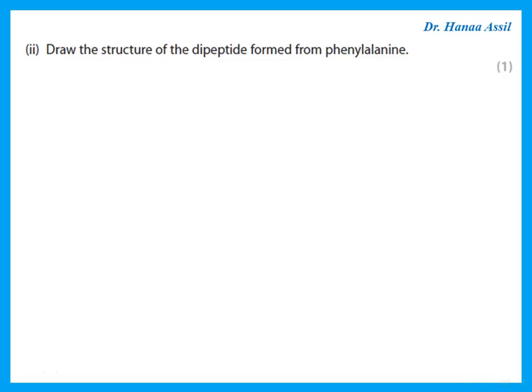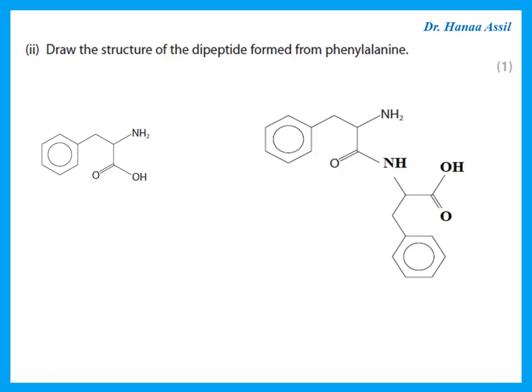Draw the structure of the dipeptide formed from phenylalanine. This was phenylalanine. Now, a dipeptide means two of them joined together. And when we join two amino acids together, it is the amine from one joining with the acid of the other. So I will have something like this, in which the amine of one of them attacks the acid part of the other, so that we form an amide linkage.